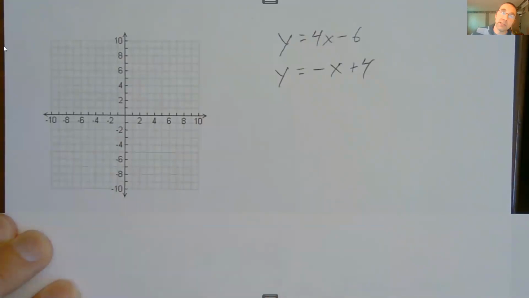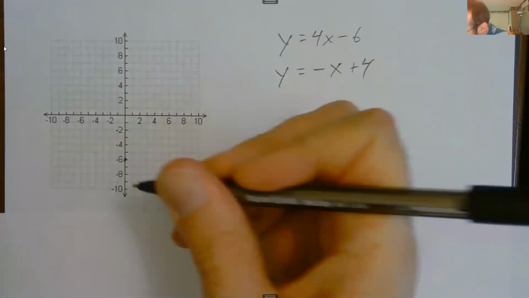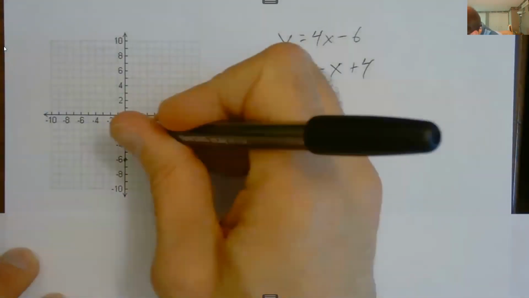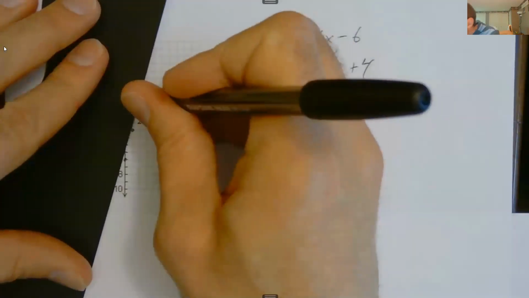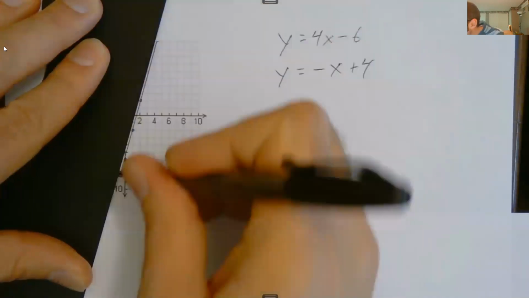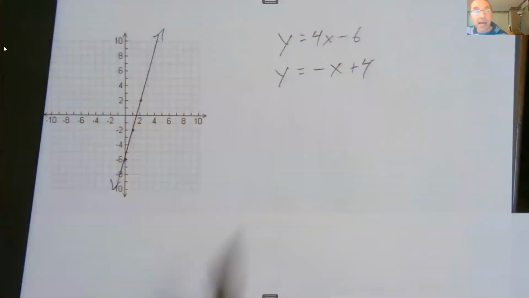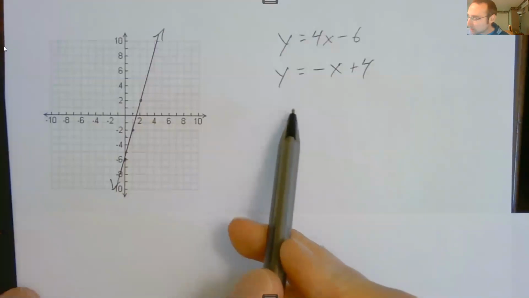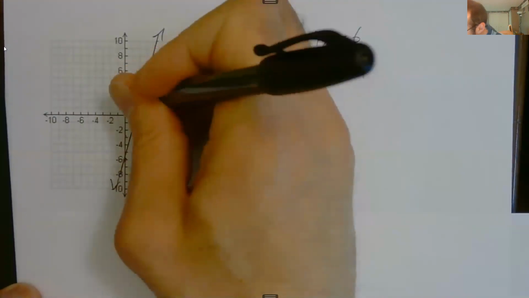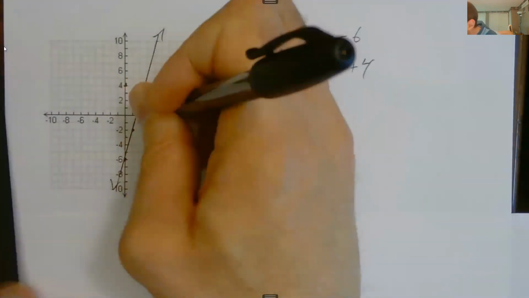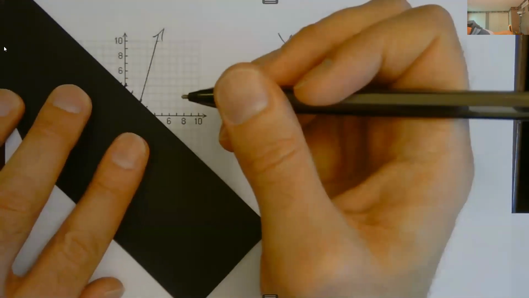I know that those are written in slope-intercept form, and so I can look at that first one and see I have a y-intercept of negative 6, and I have a slope of 4, so I go up 1, 2, 3, 4 over 1, up 1, 2, 3, 4 over 1, and then I'm going to use a straight edge here. This is an equation, and so I draw that line. There's my first line, and then my second line, y equals negative x plus 4, has a y-intercept of 4 and a slope of negative 1. So I go down 1 over 1, down 1 over 1, and again, use a straight edge here to draw that line.